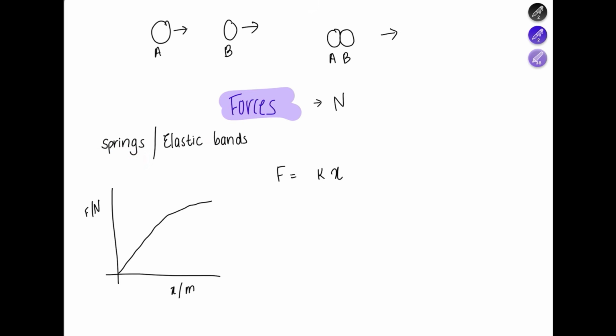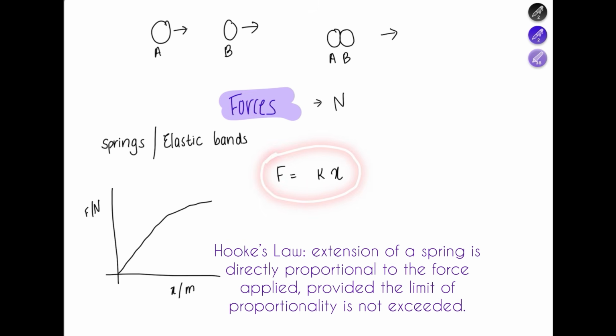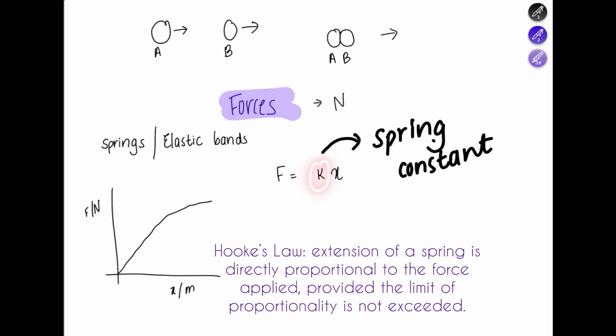If you look at this graph, on the x-axis we have the extension, which is the stretched length minus the initial length, and on the y-axis we have the force. F is directly proportional to x and it has k. If you want to find k from this graph, remember k is going to be the gradient.